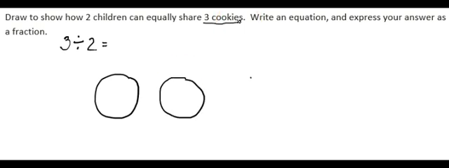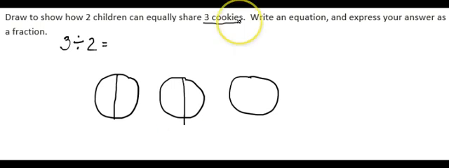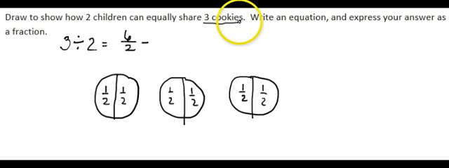So I have 3 cookies, and since I'm dividing them across 2 children, I'm going to divide each cookie into 2 halves. That means I'm going to divide 6 halves by 2 people. So 3 wholes is the same as 6 halves. So now I just have to look at my diagram, and I can divide the cookies into 2 equal groups.